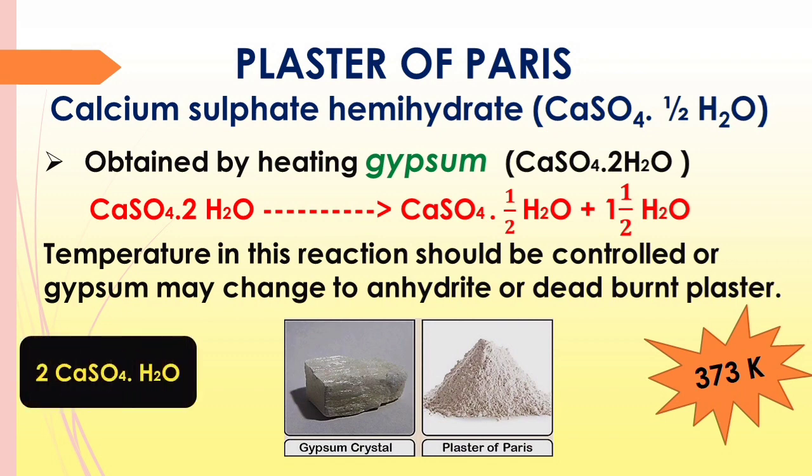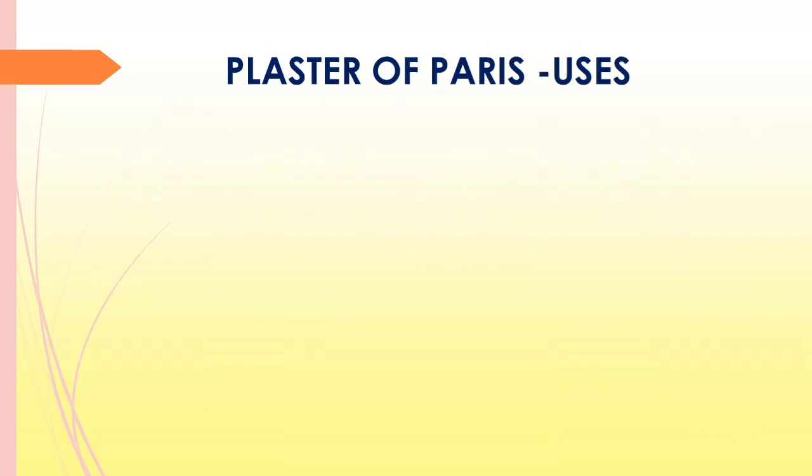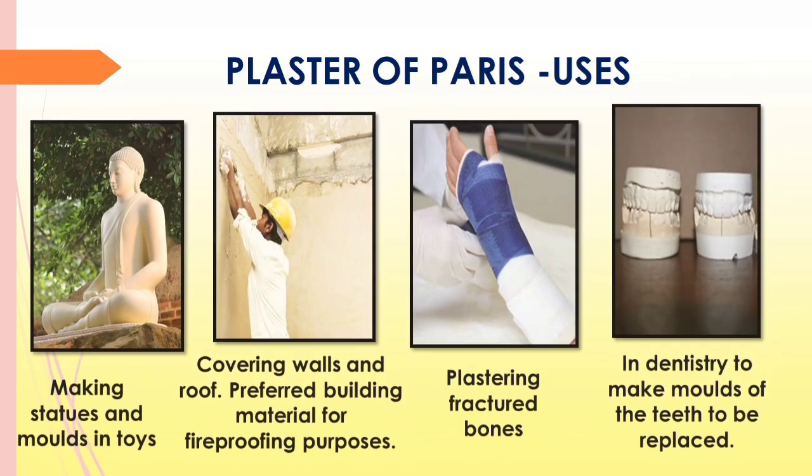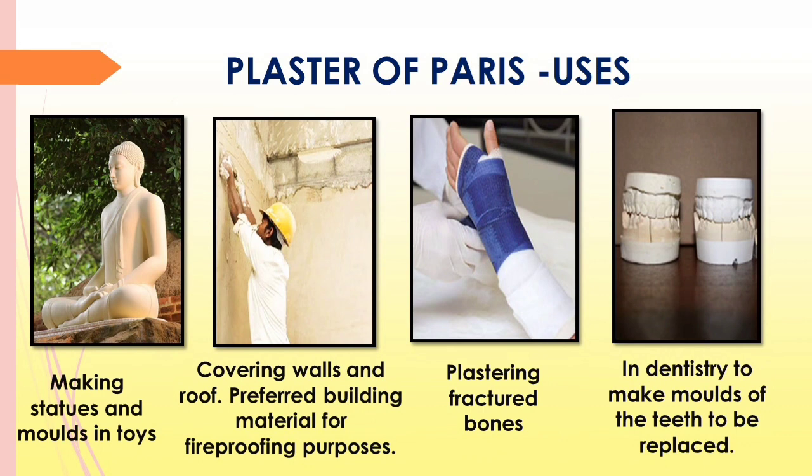The actual formula of plaster of Paris is 2CaSO4.H2O. That means 2 molecules of calcium sulfate is sharing 1 molecule of water. It is a white powder, and when mixed with water, it quickly sets to a hard porous mass. This is why POP is widely used in making statues, molds in toys, to cover walls and roof, plastering fractured bones, and in making molds of teeth to be replaced in dentistry.